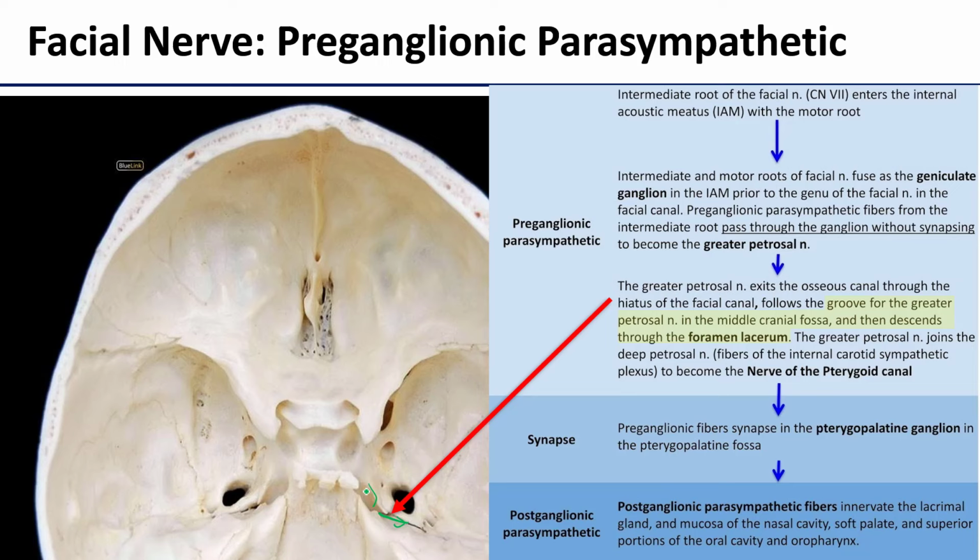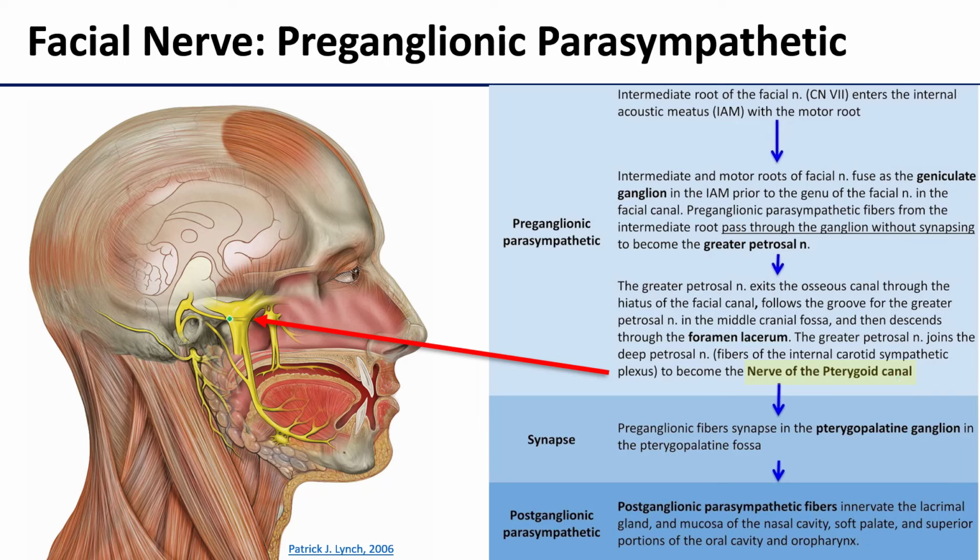We have the internal carotid artery popping up through that hole to serve the cranial cavity. And so it's important that we mention the internal carotid artery because there's a perivascular plexus of sympathetic fibers there that are coming together with the greater petrosal nerve. So preganglionic parasympathetic fibers of the greater petrosal nerve and sympathetic fibers from the perivascular plexus of the internal carotid artery come together and they form the nerve of the pterygoid canal.